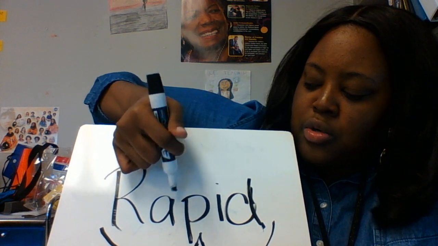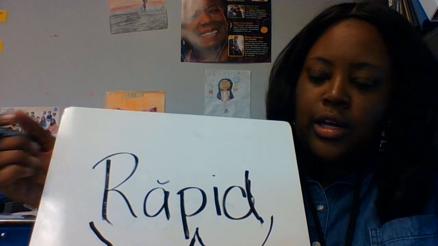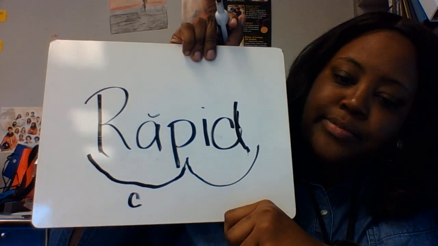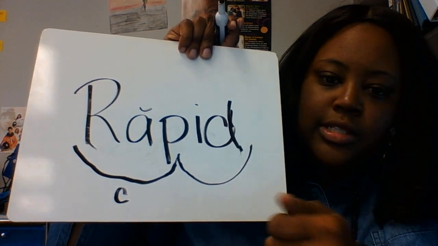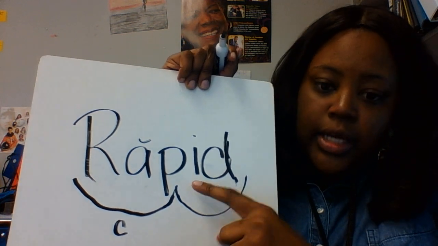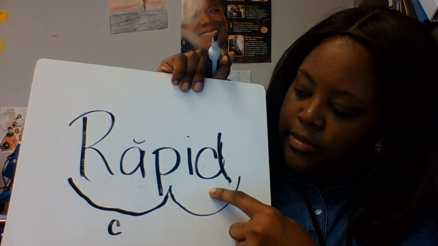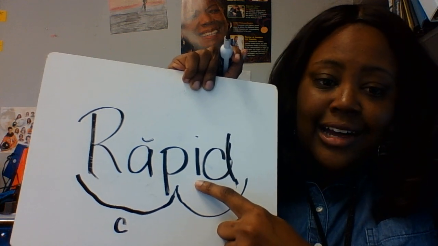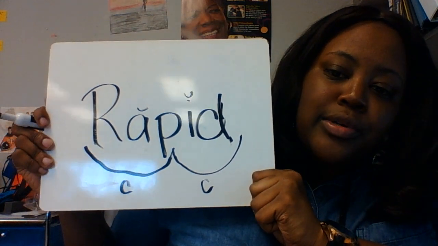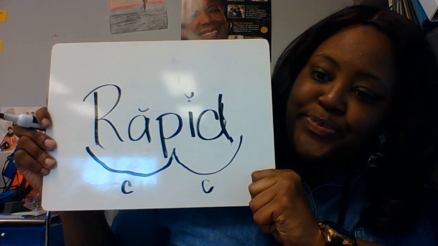So this is short, I mark it with a breve, and it is closed in, so it must be a closed syllable type. And then I would just do the same thing for id. I look for my vowel, the I is closed in with the D. It's making the short I sound, id. So this is a short I. Let me mark it with a breve. And then it is closed in. So I have two closed syllables to make the word rapid.